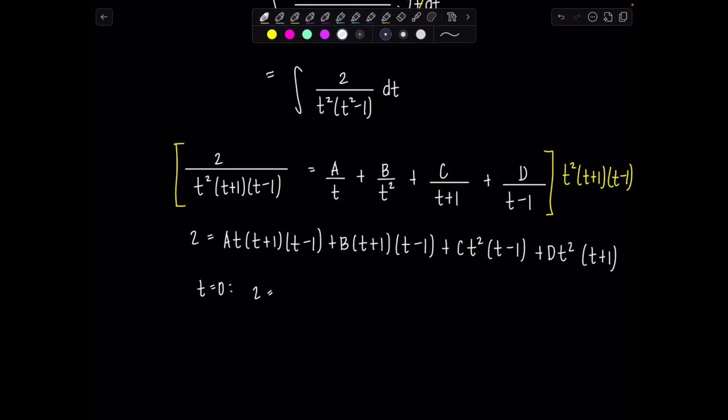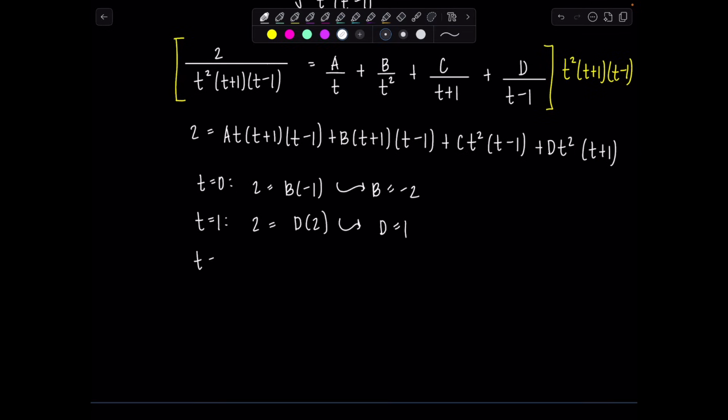Okay, since we have linear factors, we can just substitute in, let's see, t equals 0, then we get 2 equals b times negative 1, so b is negative 2. If I substitute in t equals positive 1, I get 2 equals, everything 0 except the last term, d times 2, so that means d is 1.